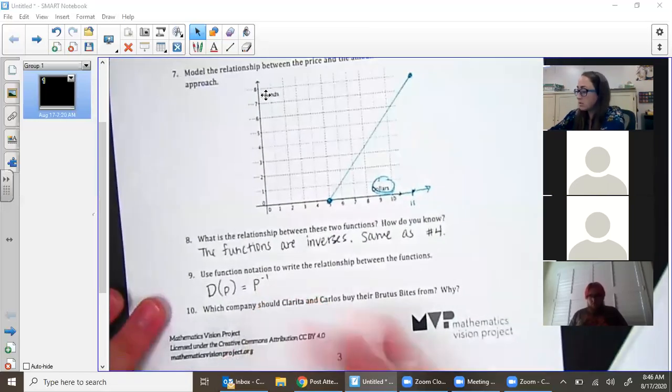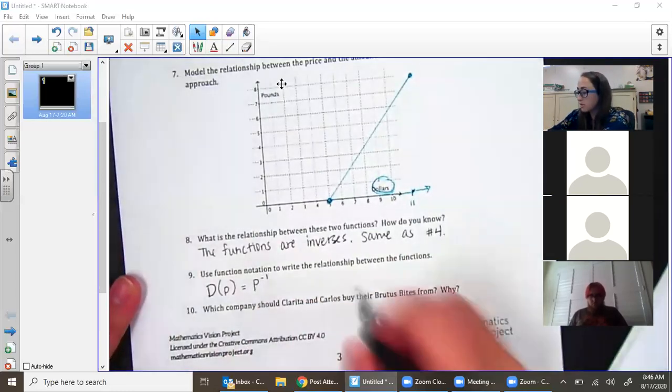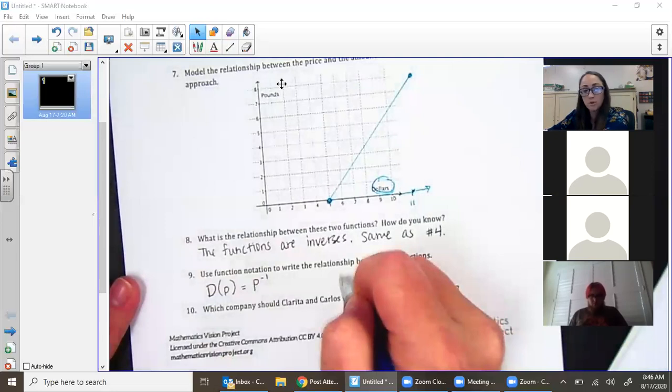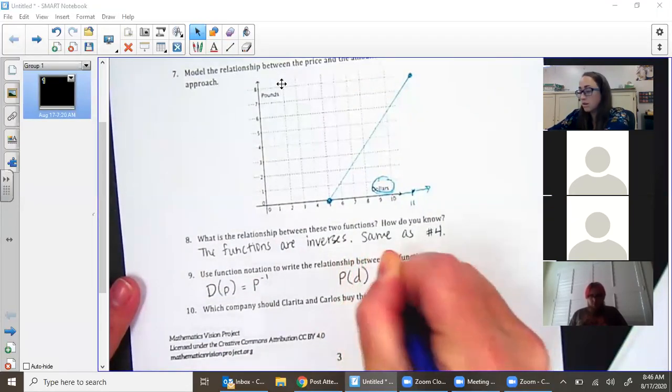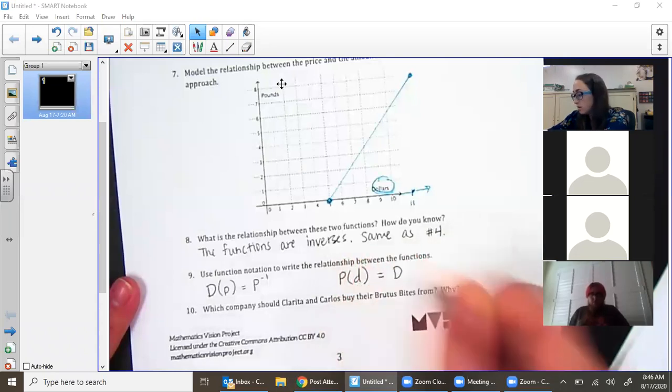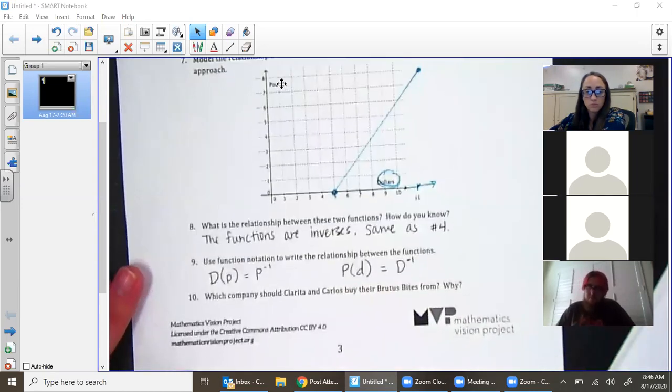And then Clarita's was the same exact thing, but just flip-flopped. So she's going to have the capital P here, the lowercase d, and then capital D with an exponent of -1.